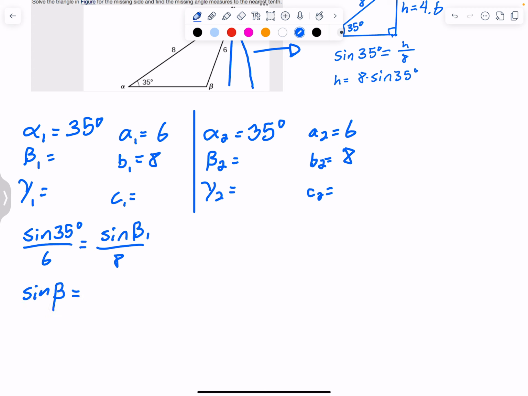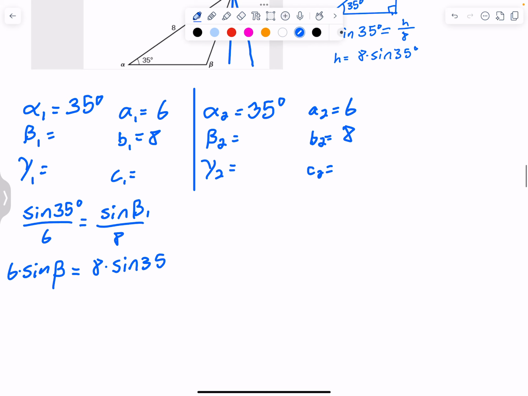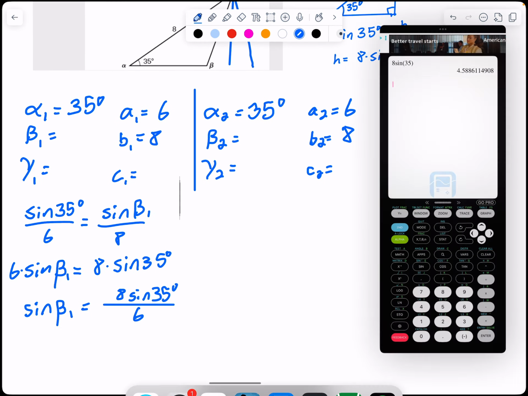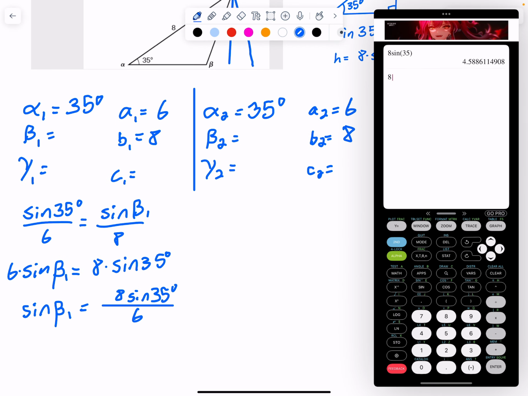We get sine beta equals 8 times sine 35 degrees. We should have a 6 out here, by the way. 6 times sine beta 1 equals 8 times sine 35. So that means sine of beta 1 is going to be, and I'm not even going to reduce because we don't have to. I'm going to plug it in a calculator. I get sine of 35 degrees. Make sure you're putting that degree symbol over 6. All right. So I'm going to do 8 sine 35 divided by 6. Oops, I never put 6. There we go. So there's my answer. And I'm not going to do anything with it yet.